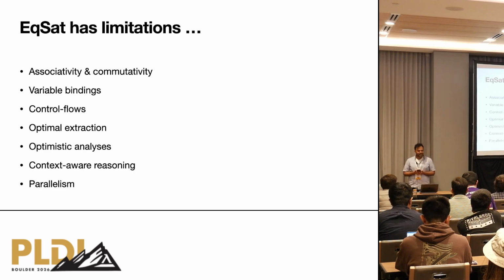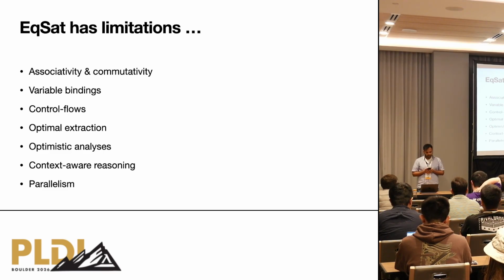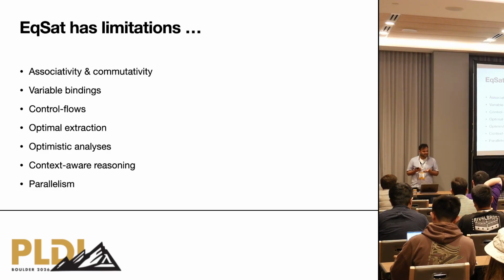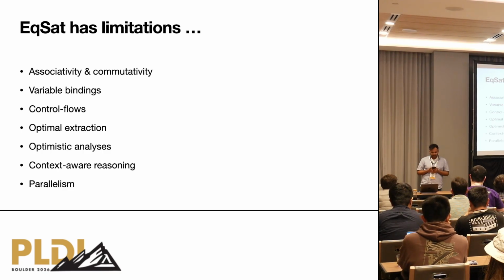However, EqSat has a number of famous limitations. It has trouble with AC rules, which can blow up the eGraph. Things like variable bindings are hard to represent. Control flow is hard to represent. Optimal extraction can be really slow. And not to mention things like optimistic analyses, context-aware reasoning, or parallelizing EqSat.